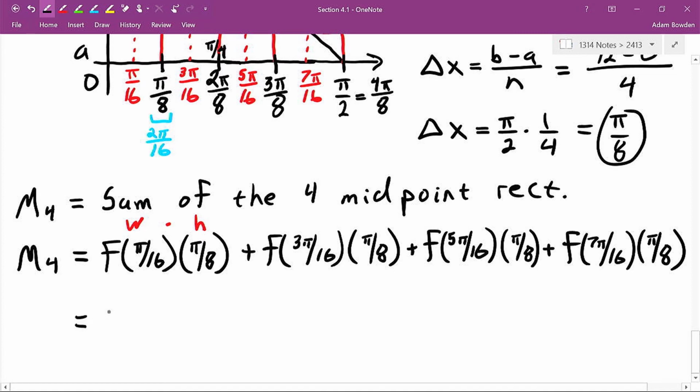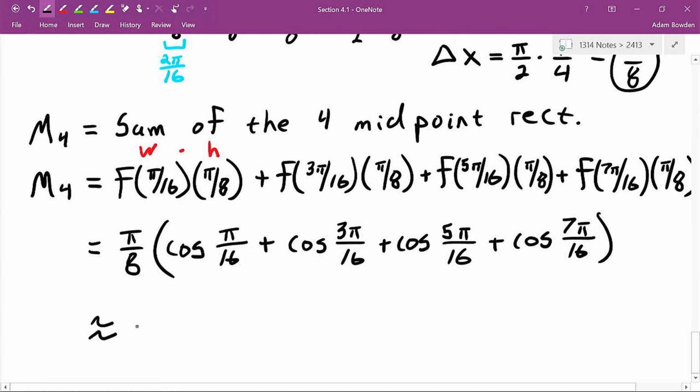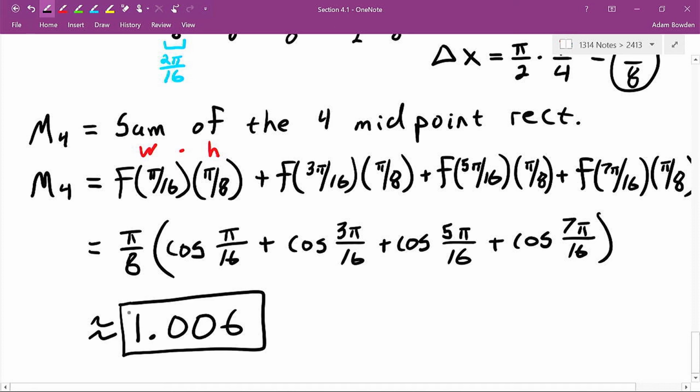Okie doke, and so this is equal to pi over 8, we just go ahead and factor that out, times f of pi over 16, which would be cosine of pi over 16, plus cosine of 3 pi over 16, plus cosine of 5 pi over 16, plus cosine of 7 pi over 16. Okay, and then I ran that through the calculator, and it comes out to be approximately 1.006. So using midpoint rectangles, this is an approximation of the area under the curve between 0 and pi over 2.